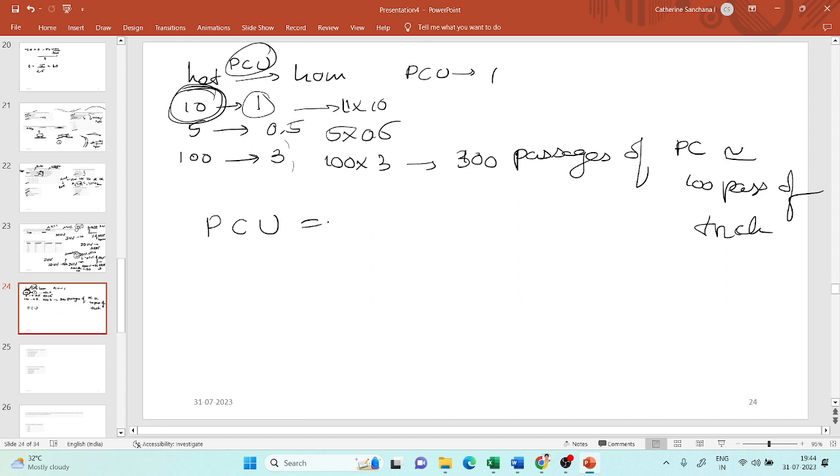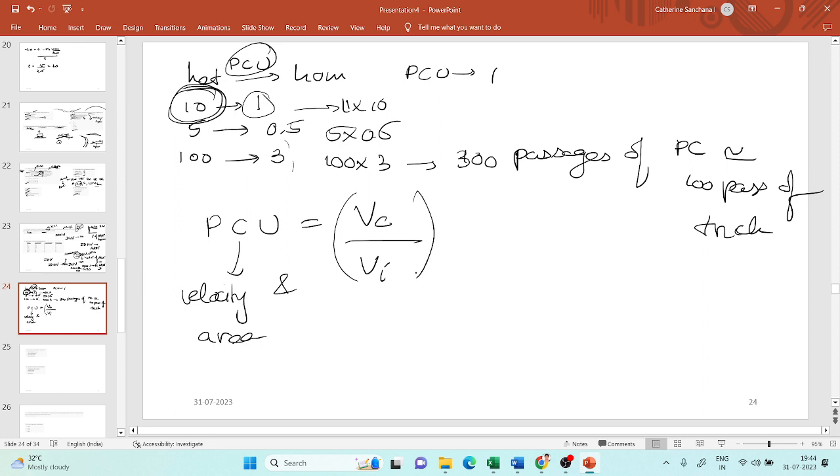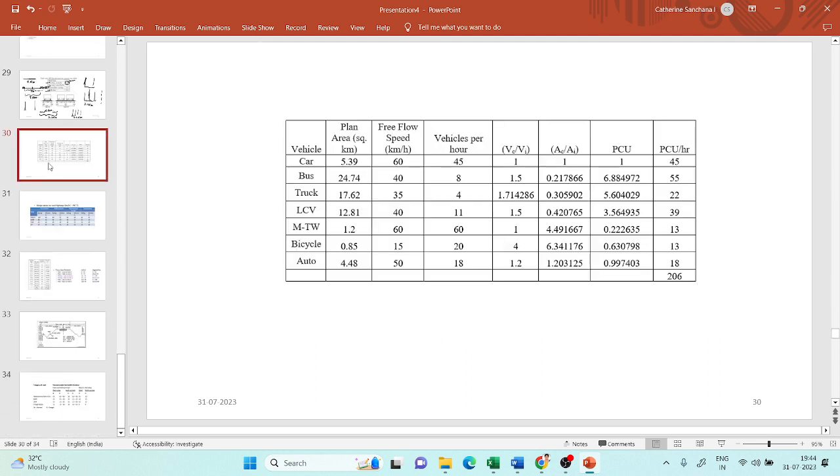The equation for PCU, I told you, will depend on velocity and projected area of the vehicle. So, velocity of passenger car divided by velocity of any vehicle, multiplied by projected area of the passenger car divided by projected area of any vehicle. So this is how you will calculate PCU. Now I will show you how this is calculated.